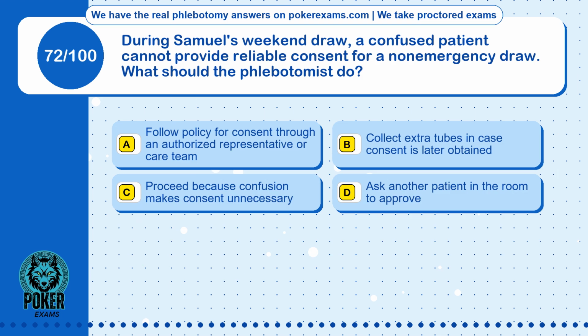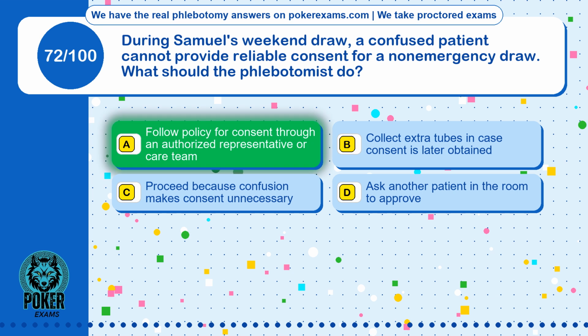Question 72. During Samuel's weekend draw, a confused patient cannot provide reliable consent for a non-emergency draw. What should the phlebotomist do? Option A, follow policy for consent through an authorized representative or care team. Option B, collect extra tubes in case consent is later obtained. Option C, proceed because confusion makes consent unnecessary. Option D, ask another patient in the room to approve.